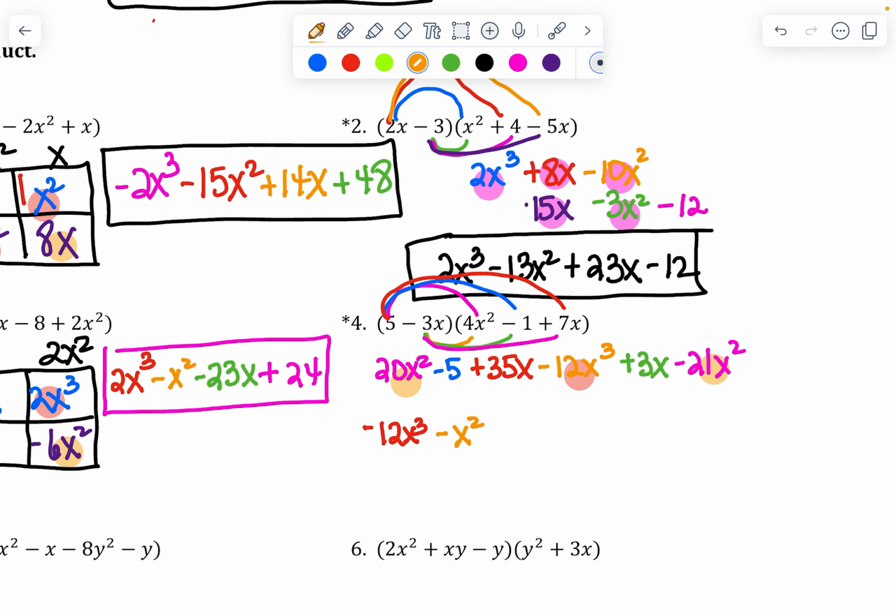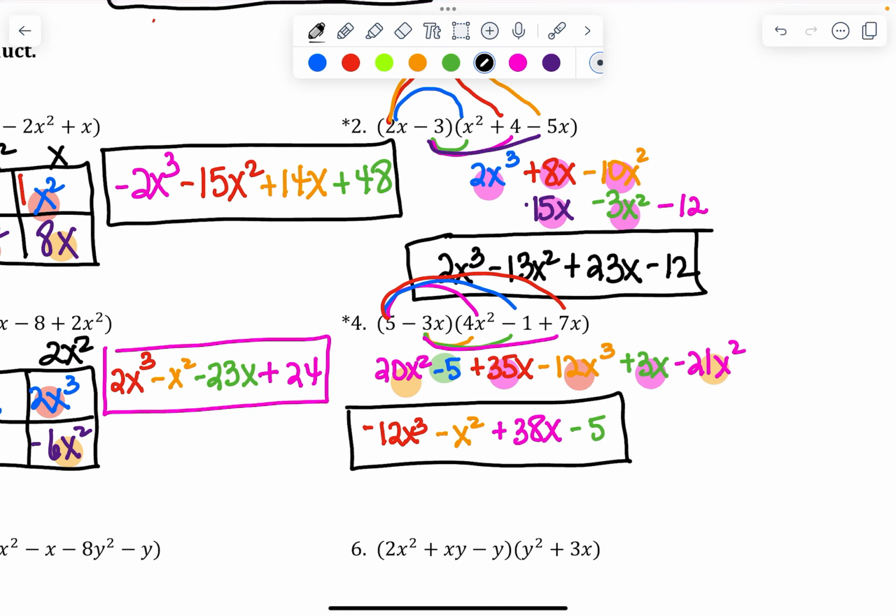Then I'm going to combine my x's. So it looks like a 35x plus a 3x is a 38x. And then the last thing I can bring down is this negative 5, and that's in standard form. And that would be the answer to number 4. So this is part 1.